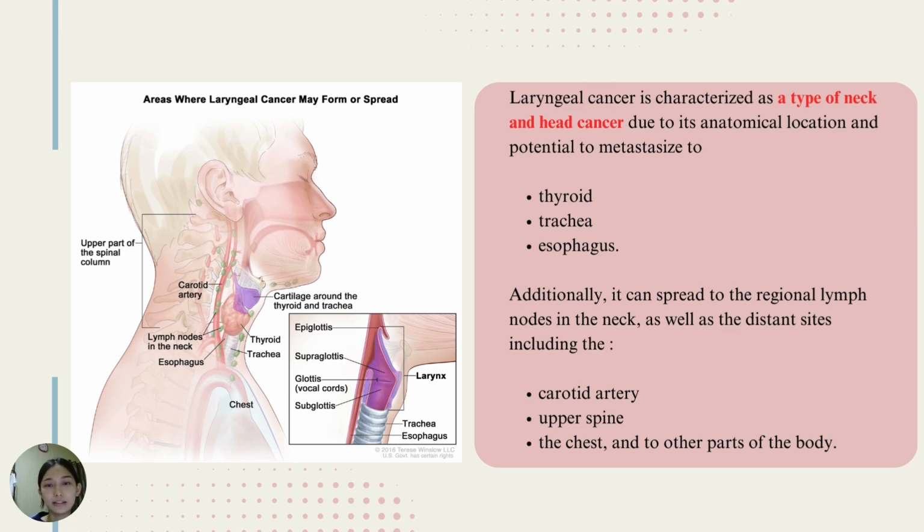Laryngeal cancer is also characterized as a type of head and neck cancer due to its anatomical location and potential to metastasize to the thyroid, trachea, esophagus, and it can also spread to the regional lymph nodes in the neck, as well as distant sites, including the carotid artery, upper spine, the chest, and other parts of the body. So, from this information, you can understand that laryngeal cancer is not only a cancer that will occur in the larynx, it can spread to other parts of our body as well.